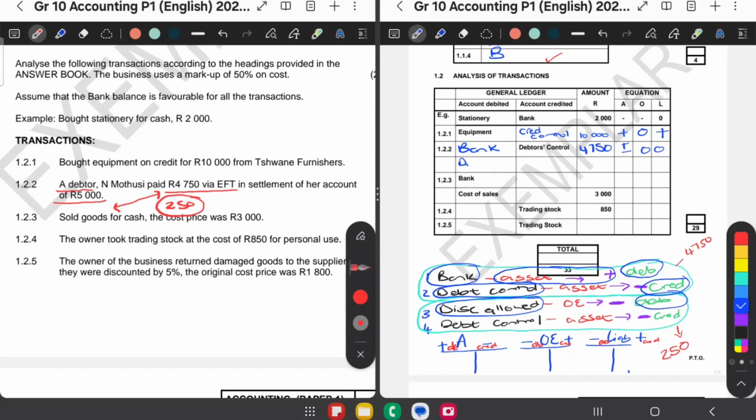Okay. Then the other two accounts, discount allowed will be debited. So this is discount allowed. And debtor's control will be credited. And the amount there for the discount is 250. Owner's equity is a minus, and assets is a minus. This is a 0. Okay, and there you've done that transaction. Let's go to the next one.